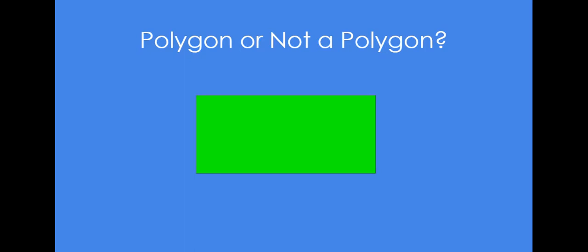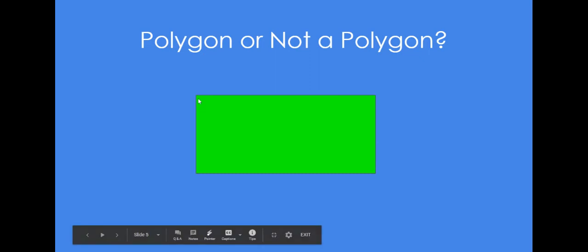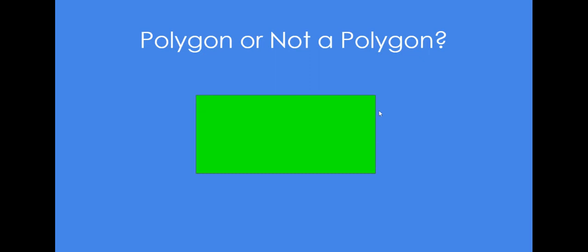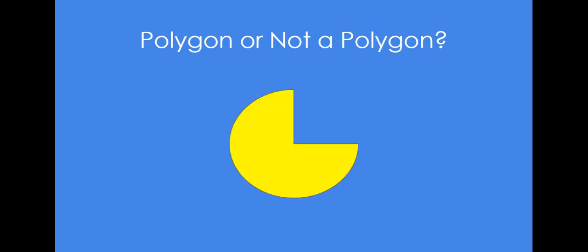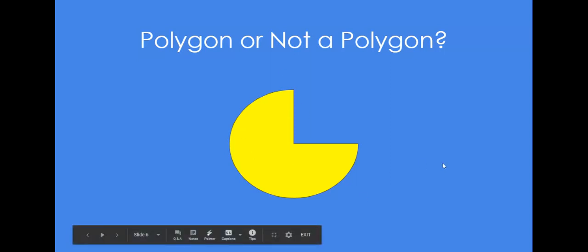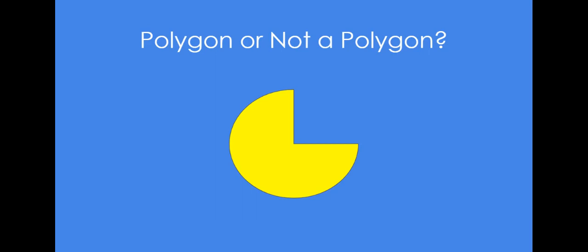So let's practice. Is this a polygon or not a polygon? Think to yourself for a minute. This is a polygon because it has all straight sides, and if you were to run your finger across the lines, you could go all the way around and end up right back where you started. None of the lines cross. What about this? Is this a polygon or not a polygon? This is not a polygon because it does not have all straight lines.